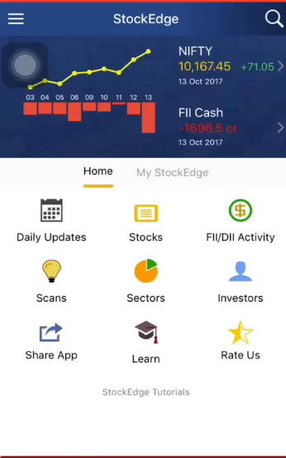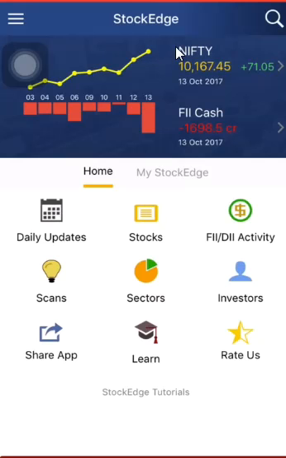And today I am going to give you a short idea on how you can use the Stockedge app to make the analysis of the different stocks, different price actions which are happening, and where the investors are putting in their money or removing their money. So, when you install the Stockedge app, this is the home screen of the Stockedge app.